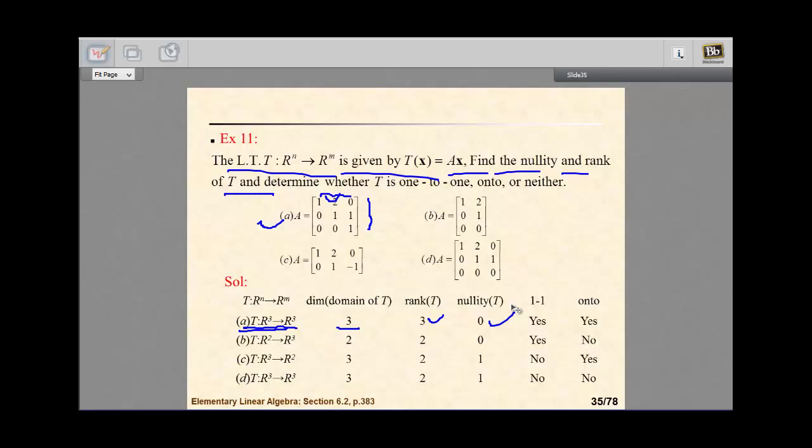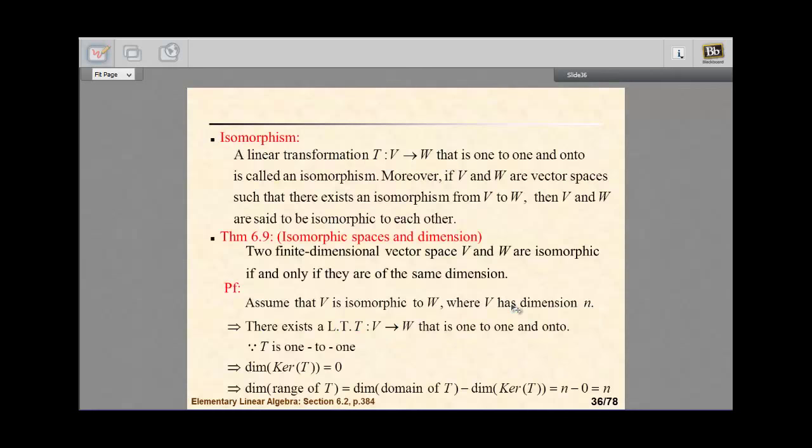Similarly, the second part: transformation from R square to R cube. R square means we have 2 columns. R cube means we have 3 rows. So in this way we can find the dimension of T. What is the rank of T? Rank of T will be 2. In this way we can solve it.